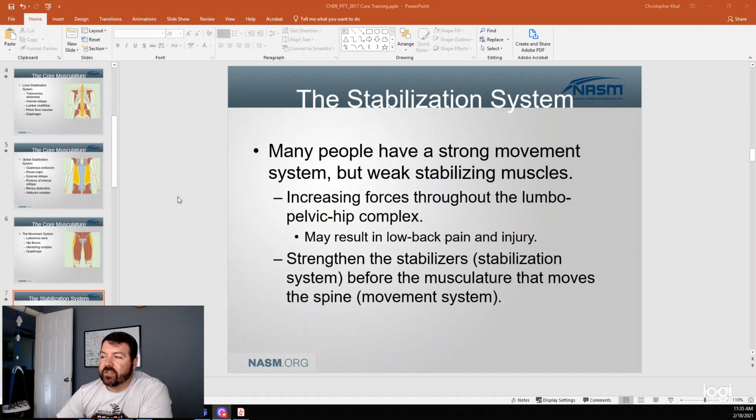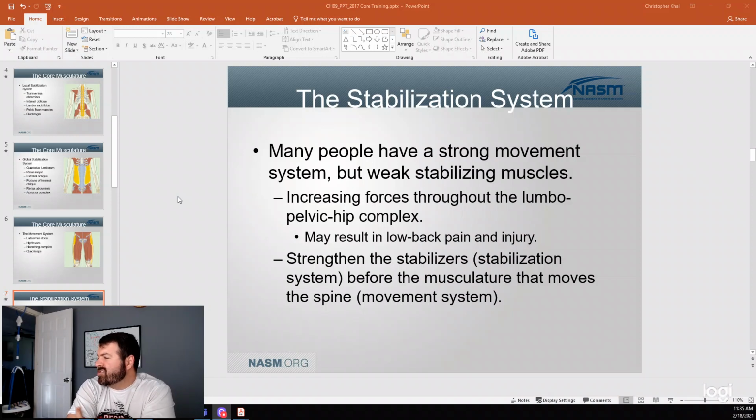Okay, so many people have a strong movement system but weak stabilizing muscles. Very, very true. Increasing force through the lumbo-pelvic hip complex can usually cause a lot of back pain and injury, because you rely on these big muscles but don't train all these other stabilizing muscles. And so it's just low efficiency.